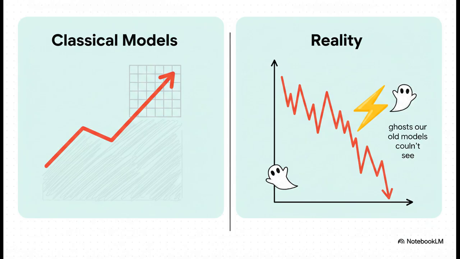On the left, you've got this neat and tidy world of the classic models. Smooth, predictable lines where the past is forgotten in an instant. And on the right, well, you've got reality. Jagged, chaotic paths where a trend can keep going, and then bam, a sudden shock, a huge jump from some unexpected news. These two things, this long memory and these sudden jumps, these are the ghosts the old models just couldn't see.